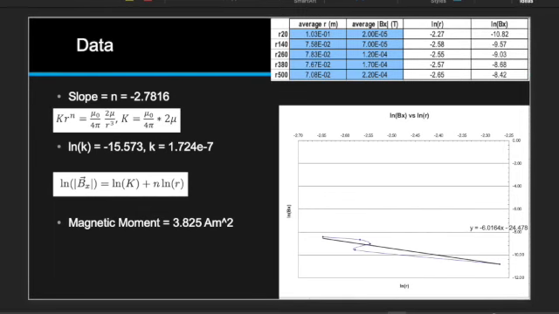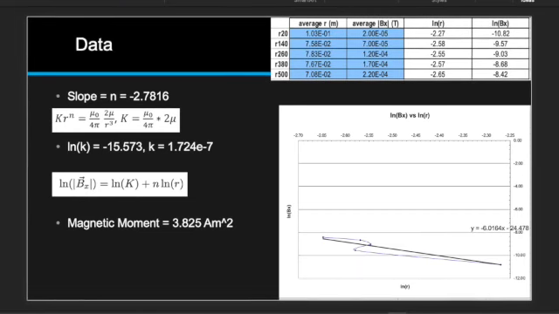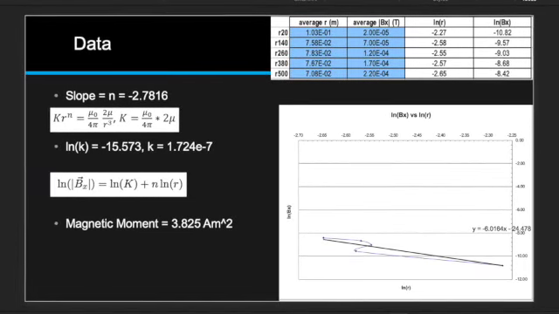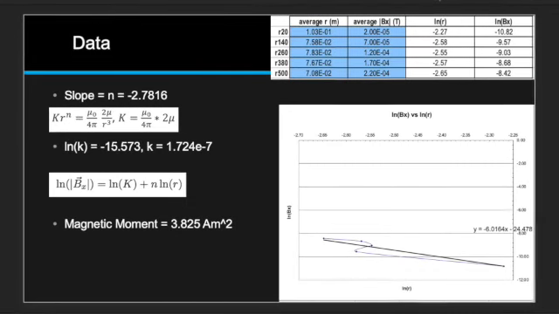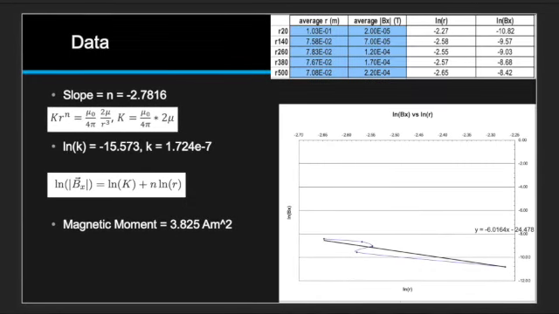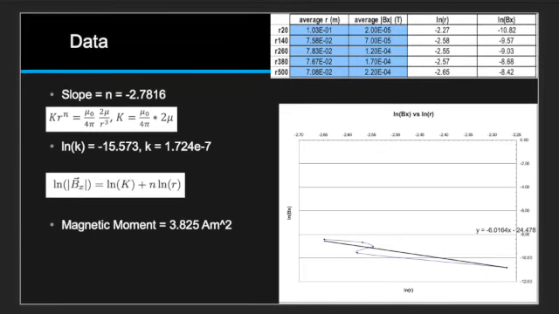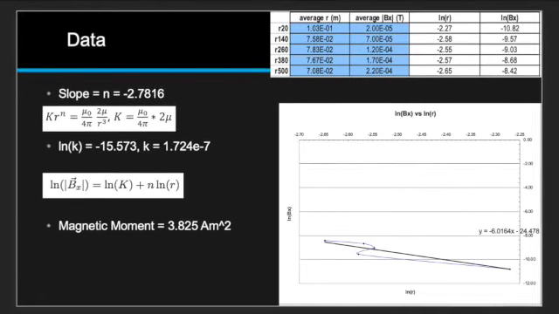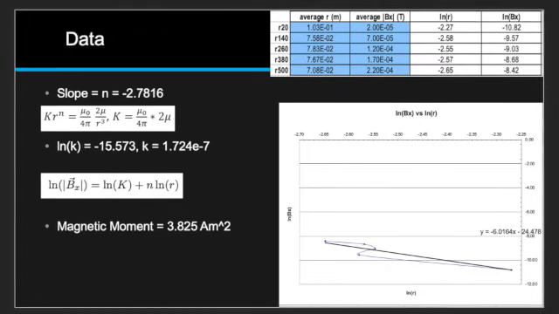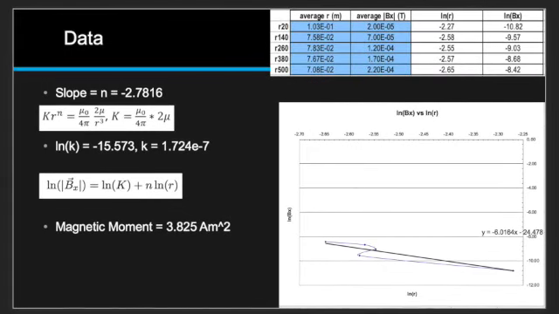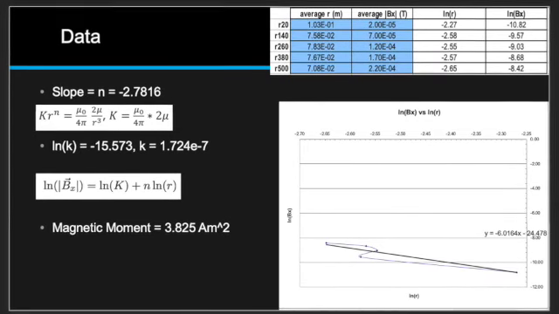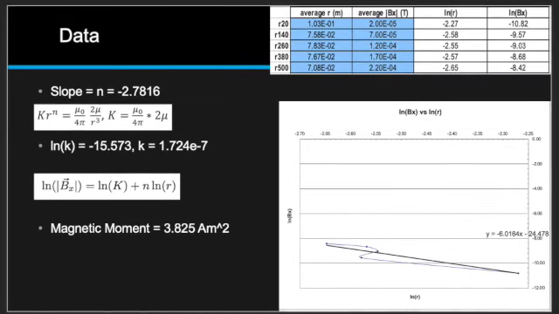We took the average distance for each calculation of the magnetic field in the x direction, and with that we created a graph. As you can see in the graph, the slope is negative 2.7816, which becomes our n. Since k r to the n is equal to the formula for the magnetic dipole on axis, the r to the n will cancel out with the r cubed, since negative 2.7816 is essentially negative 3.